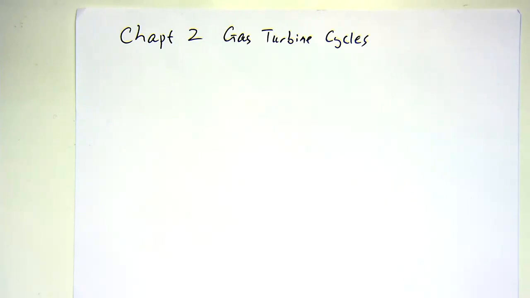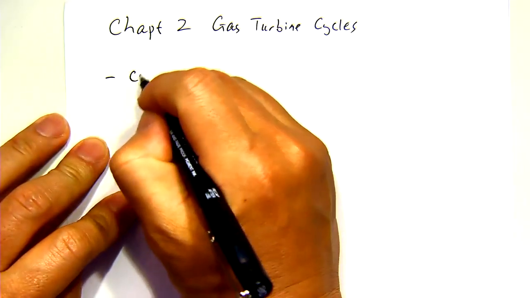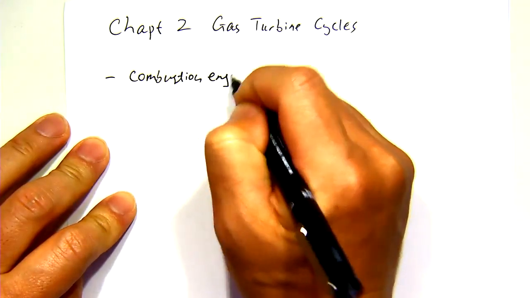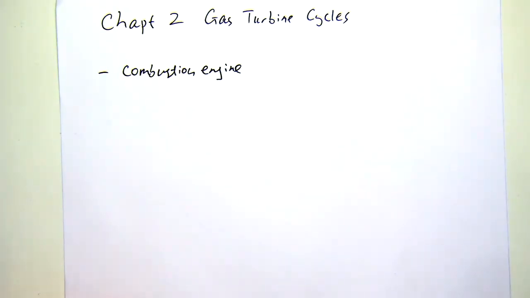All right. So in the last lecture, we studied the chapter of the gas turbine cycles, and there we discussed that gas turbine is one type of combustion engines. So let's say a few words about the different types of combustion engine.